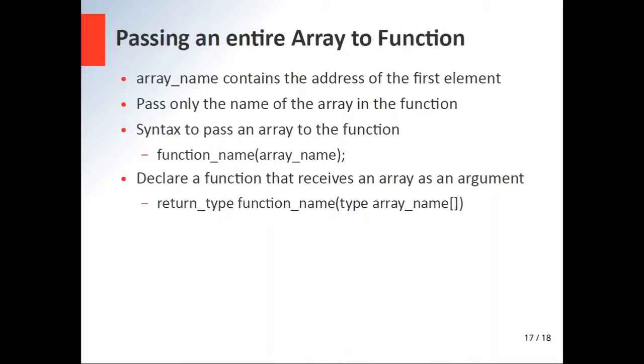And how do we declare the function? We can declare a function that receives an array as an argument. So we'll have the return type, function name, and we specify the array name without giving the size. And we have to give the type of that array name. Now we will see an example program to see how an array can be passed to a function.